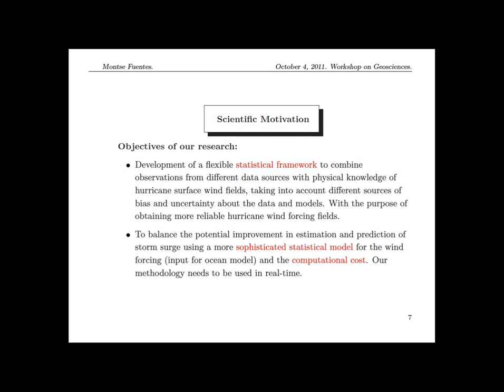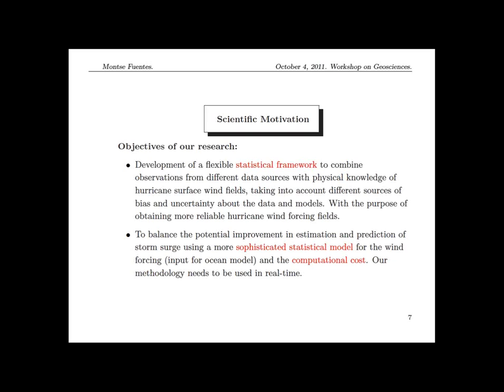So the goal here is to introduce a framework that would allow us to combine these different sources of information, the satellite data and the buoy data, with the physical knowledge of the hurricane surface wind fields, as well as characterizing the different sources of information that we have in the data and models, with the purpose of improving the prediction of these forcing fields.